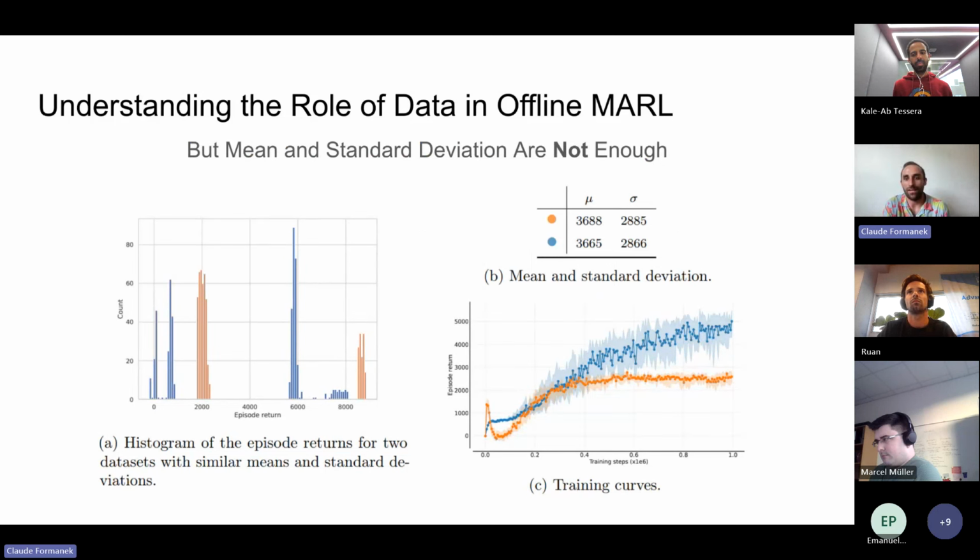So we then trained the exact same algorithm on both these data sets, and we see them converge to dramatically different final performance, which we found quite interesting, because you might think the offline MARL algorithm should have, in the orange case, been able to focus on the really good data there at the peak, past 8,000, but it didn't nearly do that.